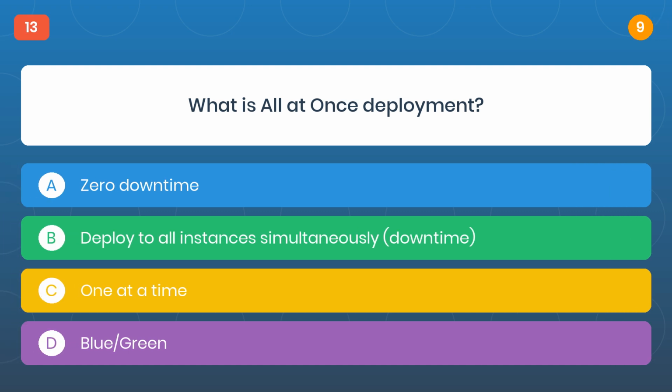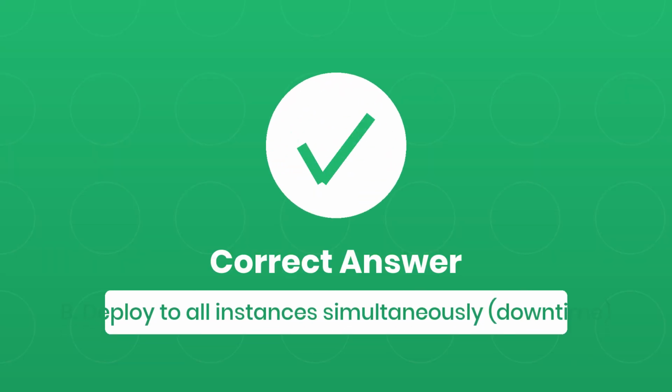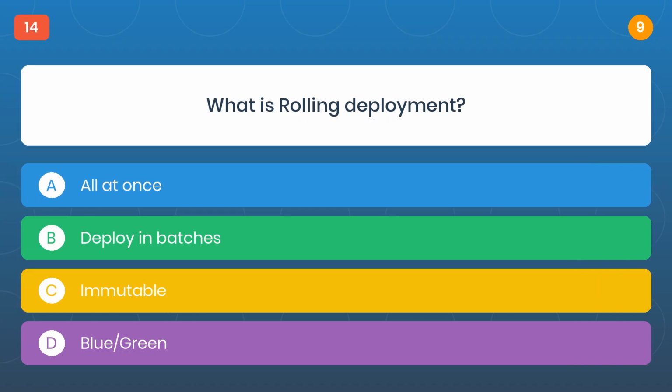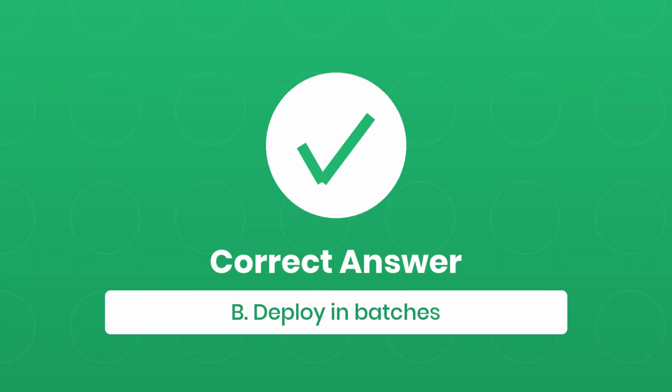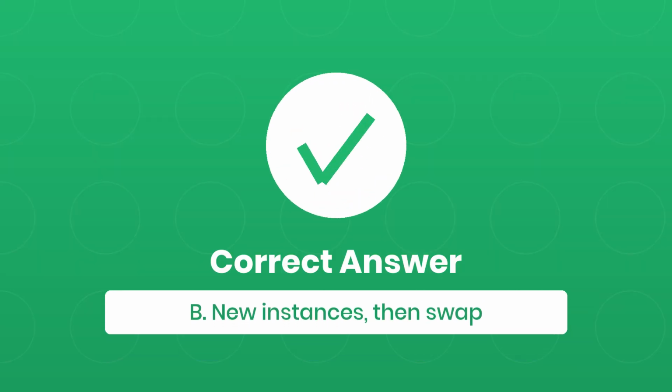Question 13. What is all at once deployment? The correct answer is B, deploy to all instances simultaneously, downtime. Question 14. What is rolling deployment? The correct answer is B, deploy in batches. Question 15. What is immutable deployment? The correct answer is B, new instances, then swap.